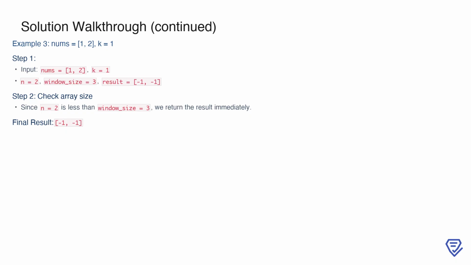Finally, consider the case where nums equals [1, 2], and k equals 1. In this example, the length of the array is n equals 2, and the window size is 3. Since the length of the array is smaller than the window size, it's not possible to calculate any averages. As a result, the function immediately returns the initialized result array, which is [-1, -1]. This highlights the importance of checking the array size before proceeding with the sliding window computation.